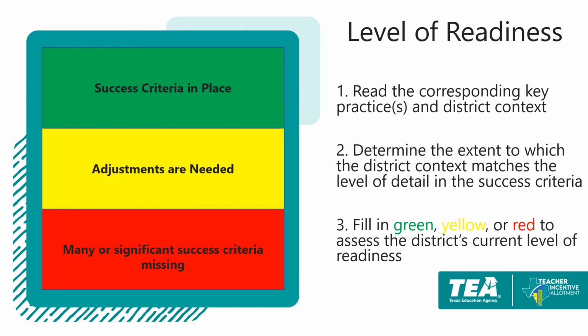So now that I have my district context, I need to determine the level of readiness. And there are 3 different levels of readiness. The first is green, which means that the success criteria is in place. The second is yellow, which means that there are some adjustments that are needed. And the third is red, which means that there are many or significant criteria adjustments that are needed or some that are missing.